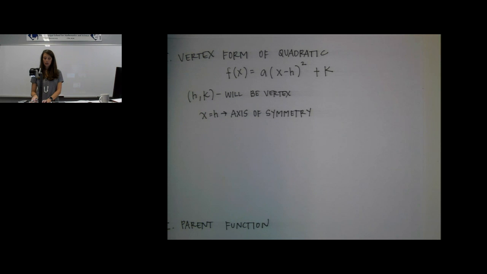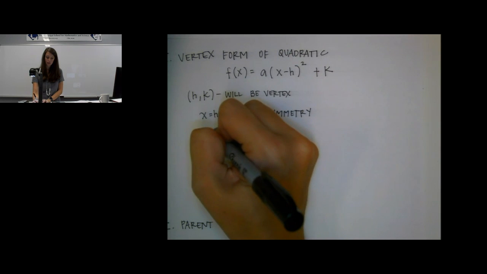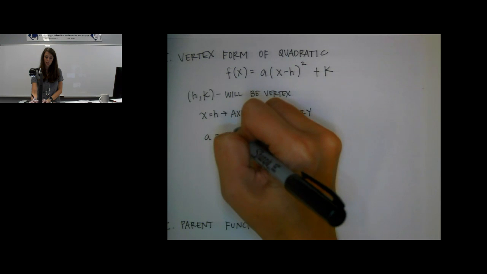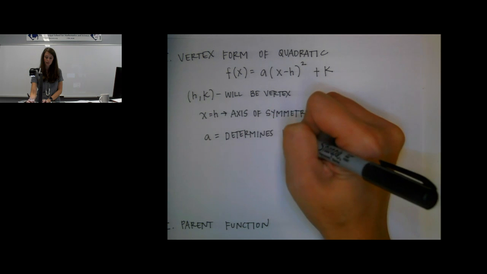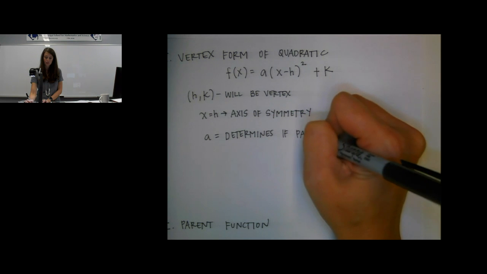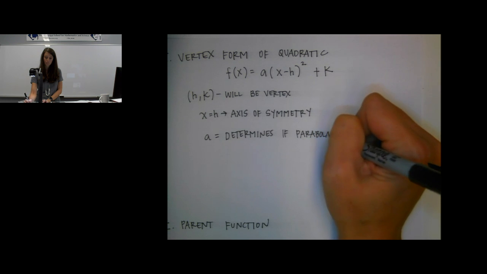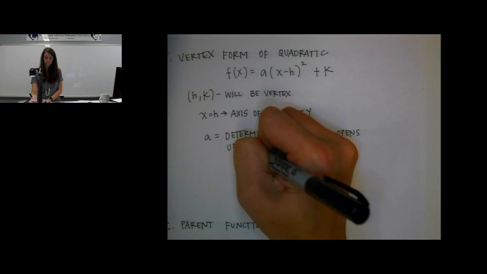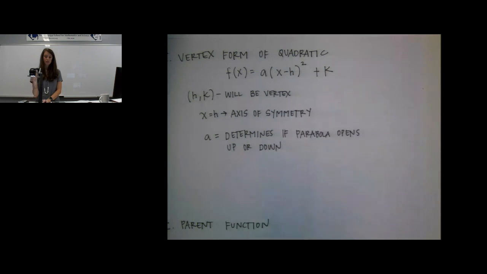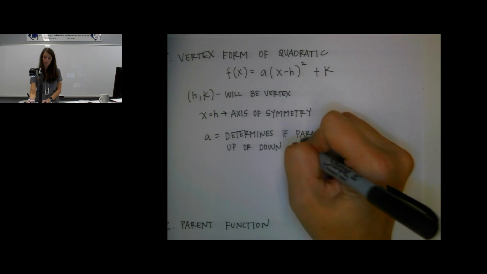All right. Then the a on the outside determines how big, how small, and if it's opening up or opening down. This a right here determines, just the same way, if the parabola opens up or down, and the same rules apply. If it's positive, it's going to open up. If it's negative, it's going to open down. And it determines the width.